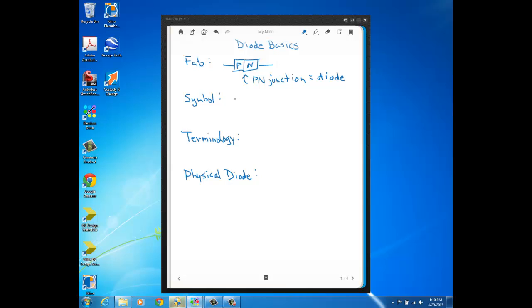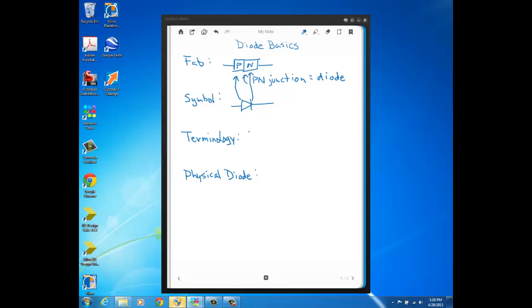Now, just like in circuit theory, we had symbols for all the different circuit components in a circuit. Well, in electronics, we also have symbols for all the different electronic elements, such as a diode. And the diode circuit symbol looks like this, where the arrow of the symbol corresponds to the P side, and this line corresponds to the N side of the junction.